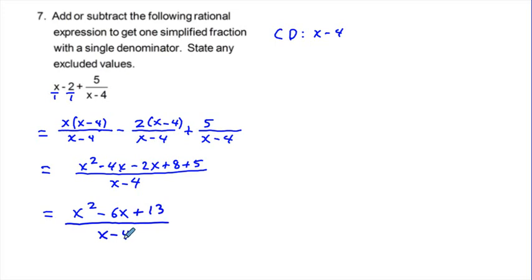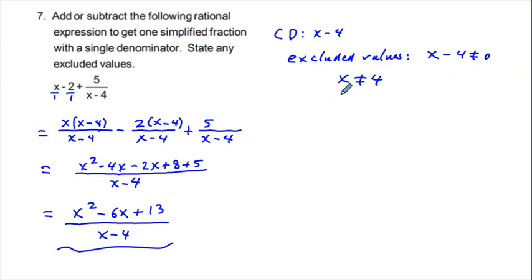Now it says that the last thing here is state any excluded values. Well, for excluded values, since the denominator x minus 4 cannot equal 0, x therefore cannot equal 4. So we have our one simplified fraction, and we have our excluded value, which is 4.